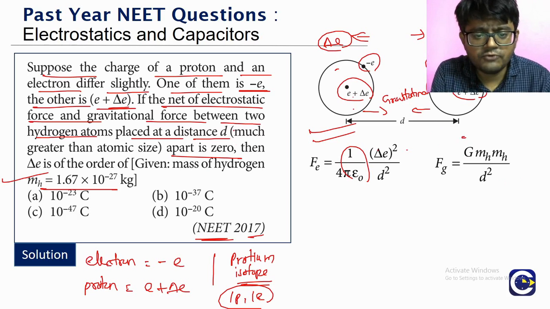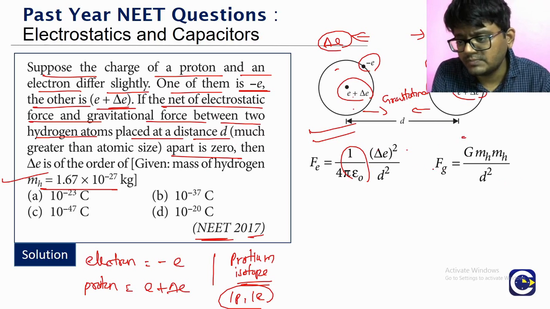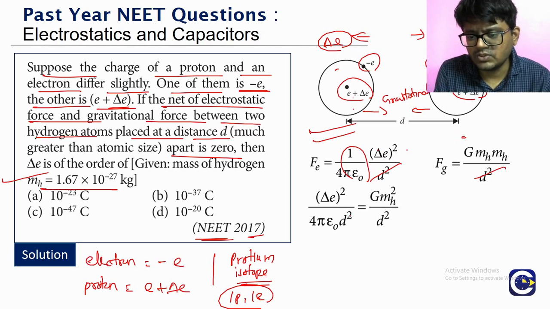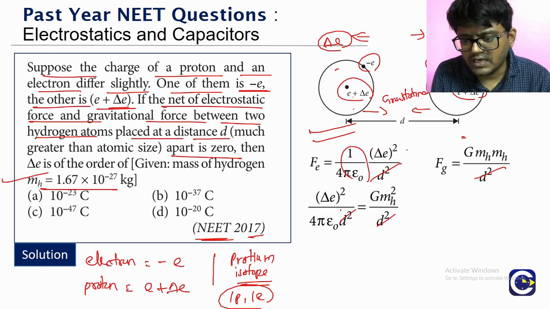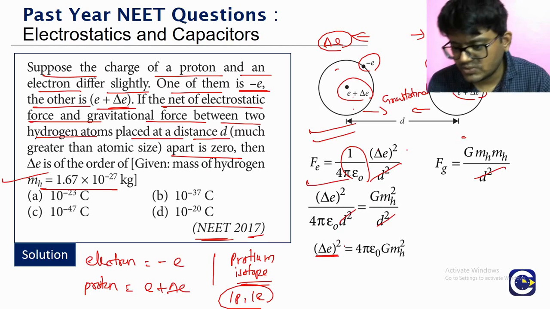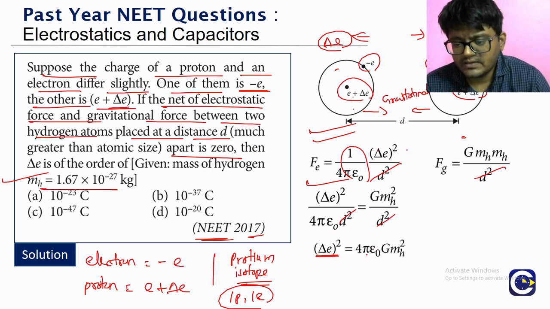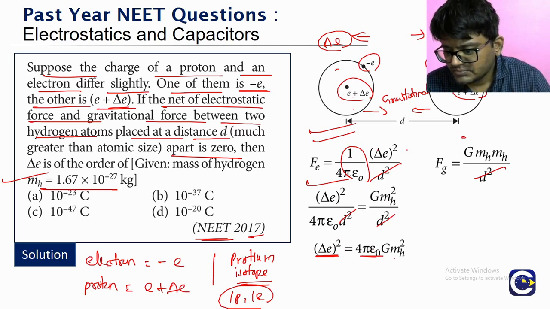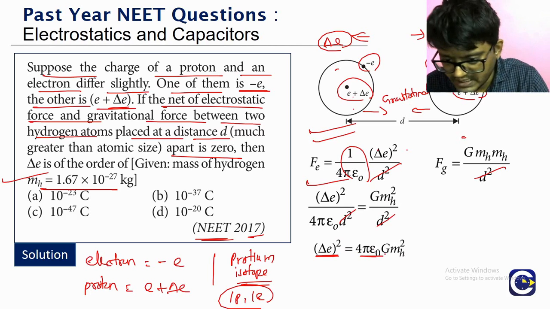Now net force 0 means what? Both of them must be equal to each other, right? So if you equate both of them, you can see d square will get cancelled, and if you cross multiply we will get the relation. If you cross multiply, what will we have? Left hand side will have delta E the square, and the right hand side will be 4 pi epsilon naught into G into mh the square.